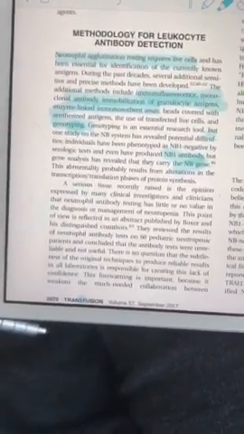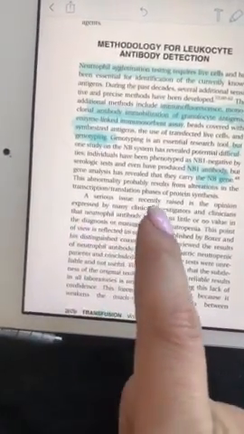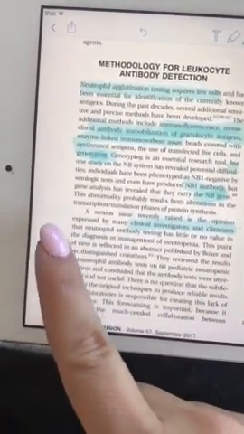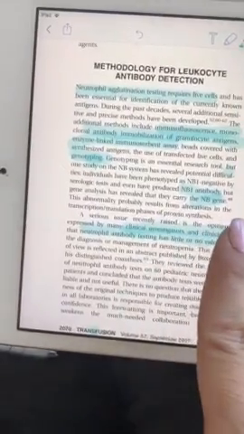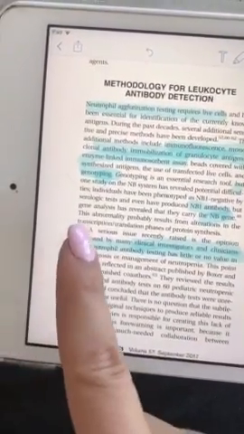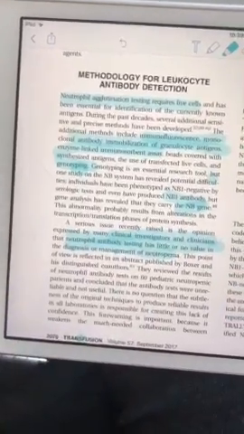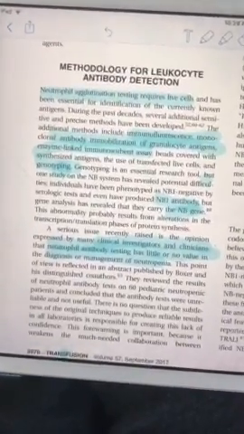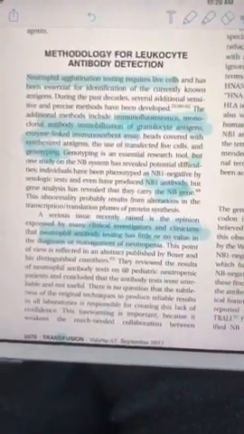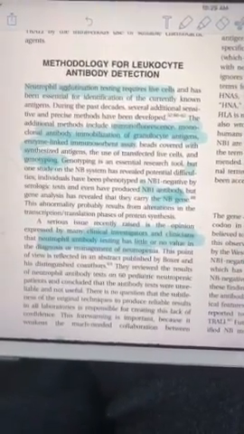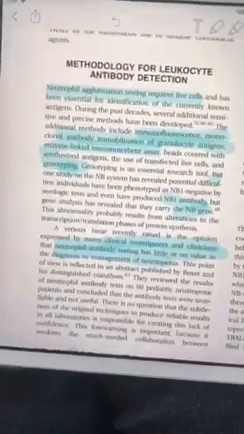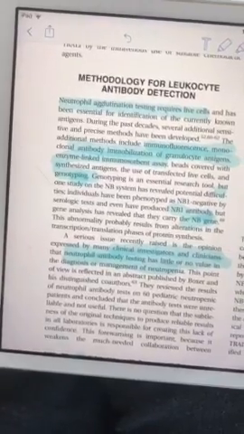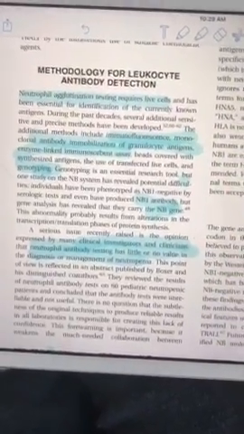One also talks about a serious issue raised that many clinical investigators and clinicians have expressed, that neutrophil antibody testing has little or no value in the diagnosis or management of neutropenia. And this can be difficult for the patient because I'm sure they'd want to know what's going on, but also perhaps because the testing isn't necessarily up to par. It's going to be expensive and the clinicians aren't really going to know what's going on.